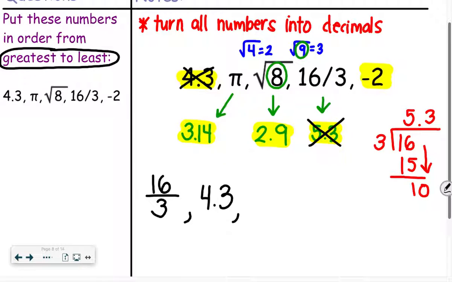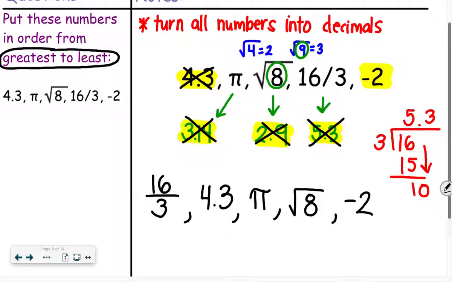Then we have the 3.14, so pi. Then we have the 2.9, which is the square root of 8. And then we have the negative 2. So now I have ordered all 5 numbers from greatest to least.